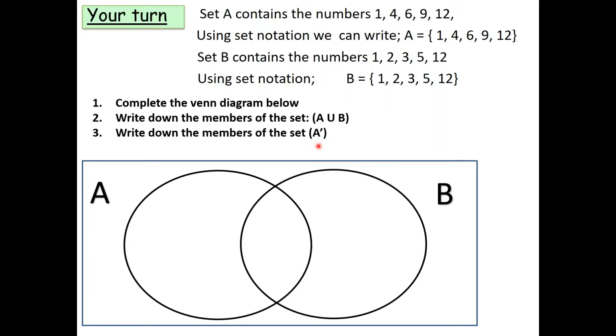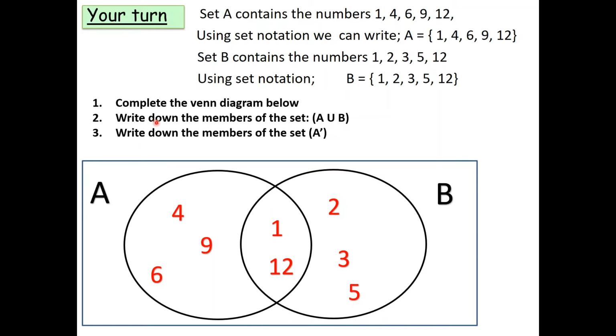So the answer then to the question, firstly completing the diagram. I'll put the numbers in the middle. I can see 1 because it goes in both, 4 just in A, 6 just in A, 9 just in A, 12 is going to be in both, so that's going to go in the intersection. And then for B, well, I've already got 1, so I don't need to put 1 again. 2, 3, 5, and I've already got 12, so I don't need to put that again. So that is question 1 now done. That's usually a 1 or a 2 mark question, very straightforward, just putting the numbers into the diagram.